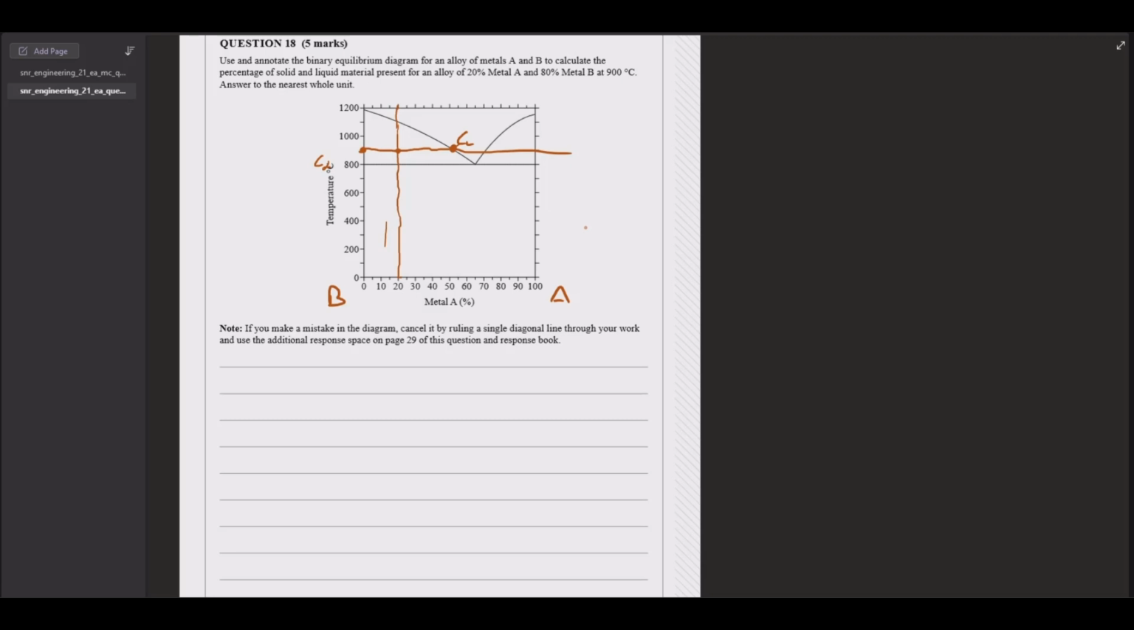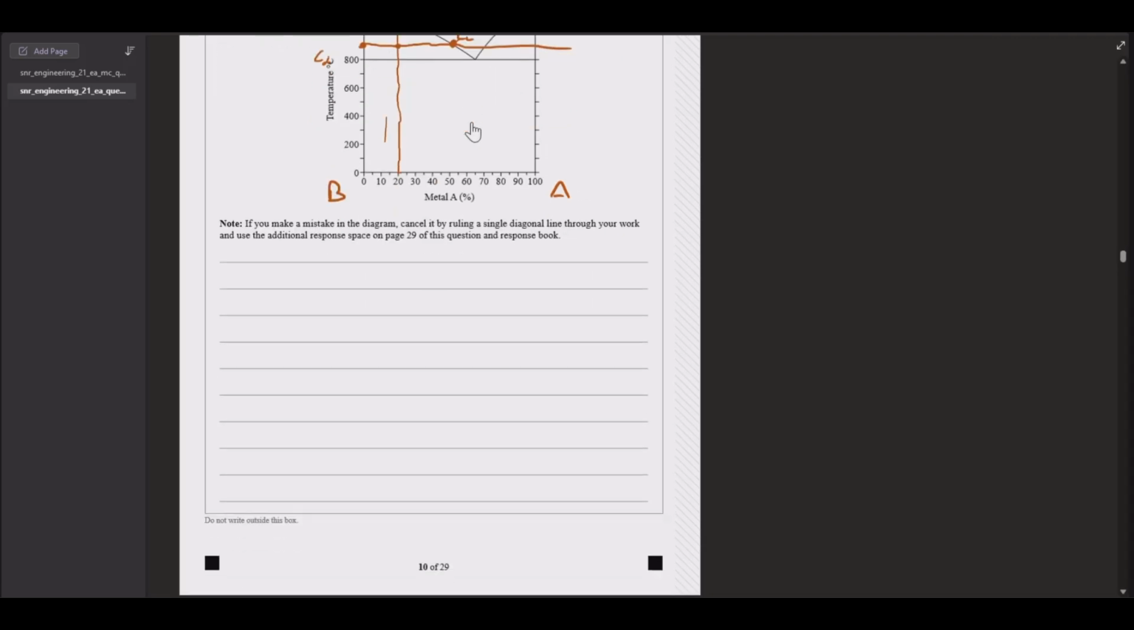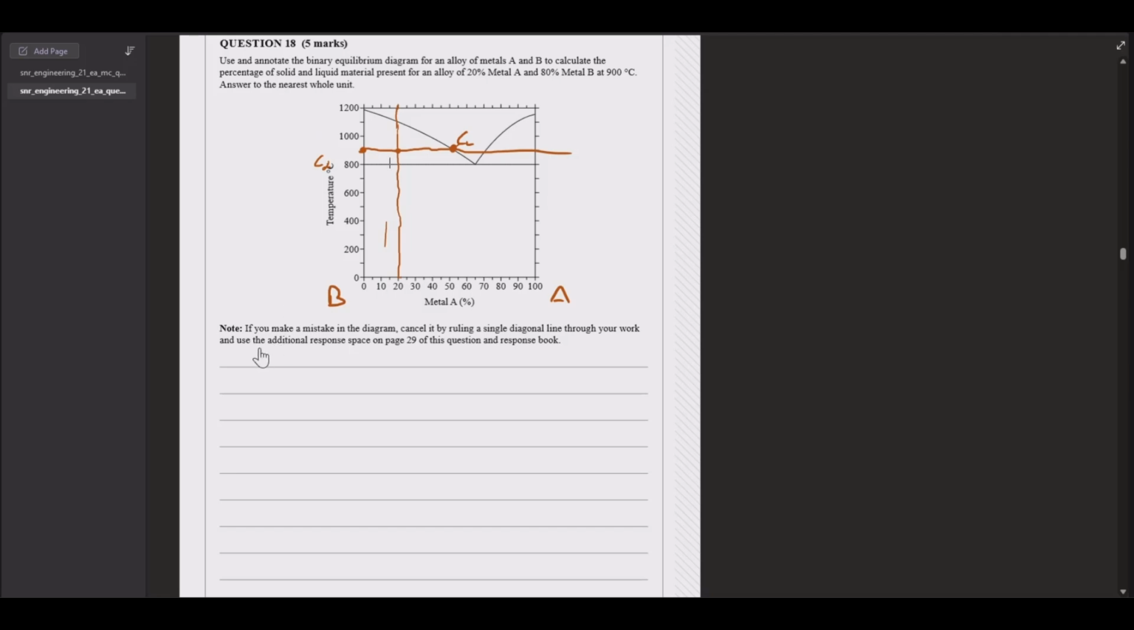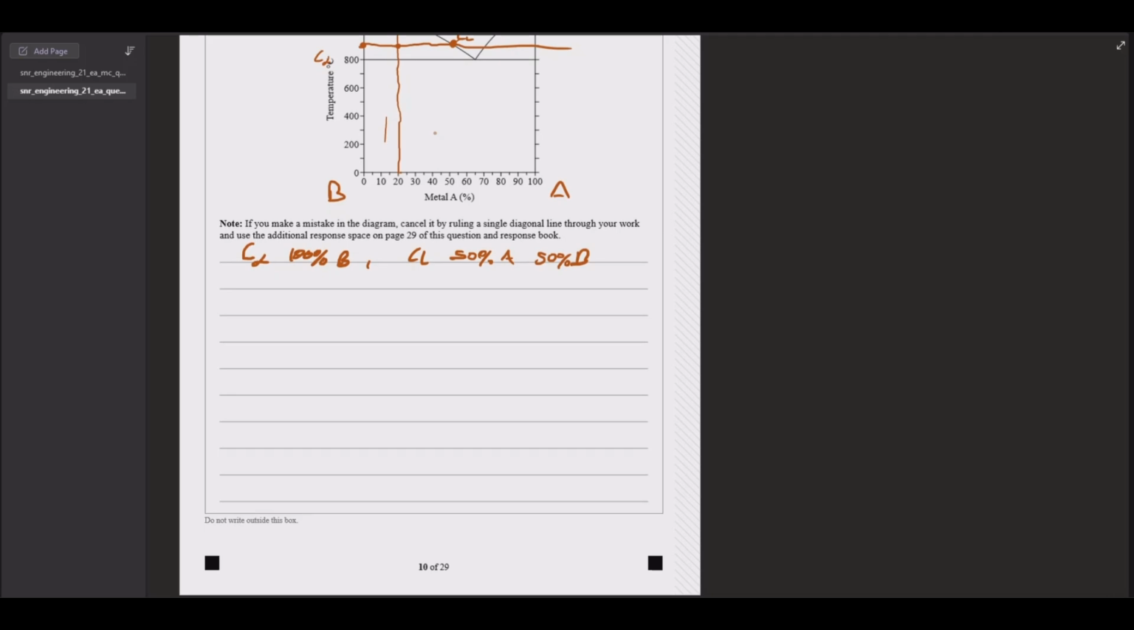So, this is a 5 mark equilibrium diagram, so we're going to need to note a couple things here. The composition of the alpha, so this is going to be the composition of the solid formation at that temperature. And it's going to be 100% metal B, while the composition of the remaining liquid is going to be, let's say, 50% A and 50% B. And the solid and liquid, we're just going to be doing lever rule. So I always like to start with liquid because I remember the formula.